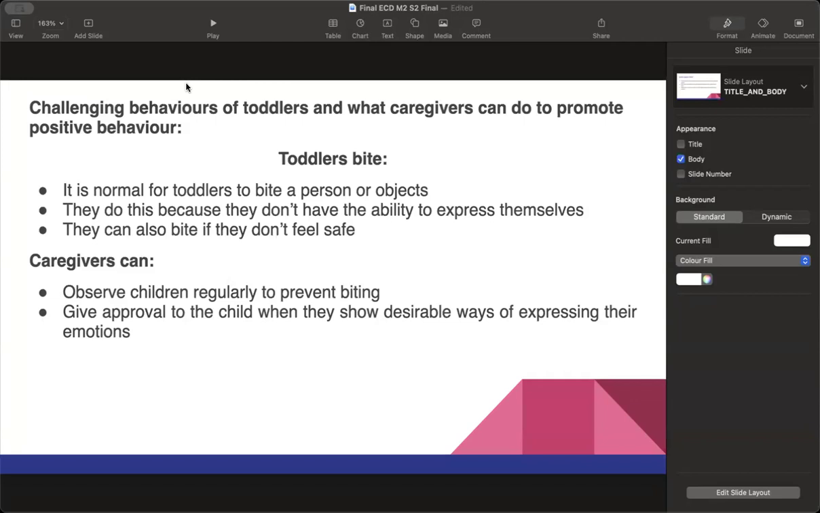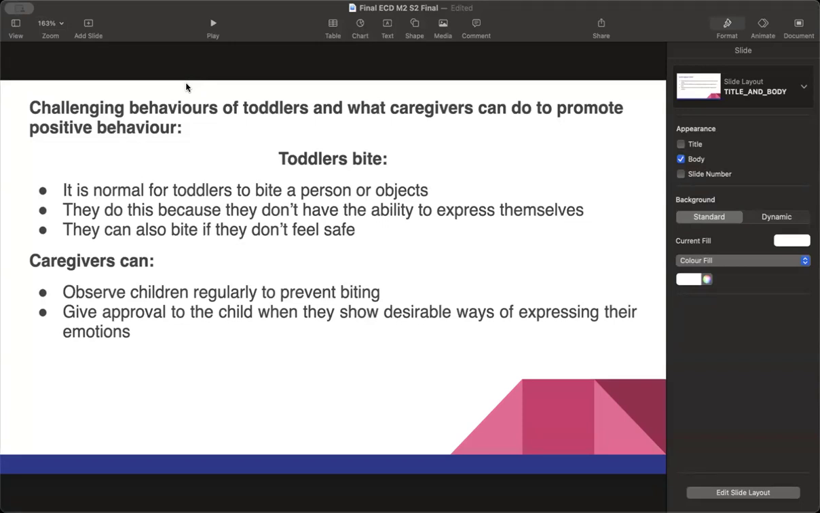Now, what can we do as caregivers? We need to be observant of them. You will hear lots of parents come and complain that my child got bitten yesterday, and you don't know that the child got bitten because you are not observing who is the biter in the class. There's always a biter in every class, right?